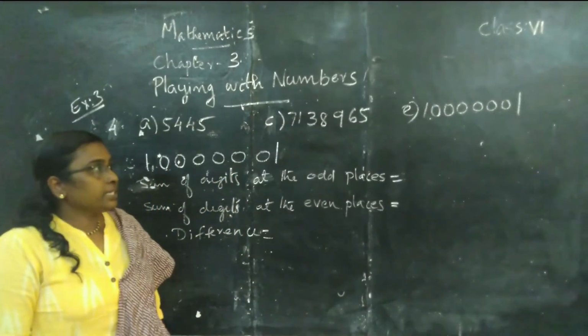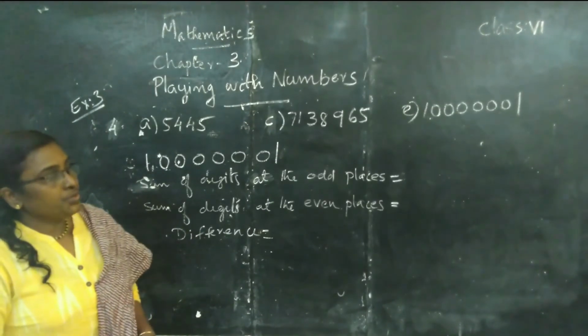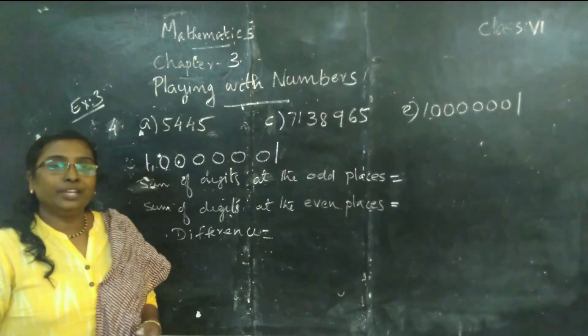If the difference is 0 or a multiple of 11, the given number is divisible by 11. Here the difference is not 0 or a multiple of 11. Therefore, this number is not divisible by 11. Okay. The next number is 1 crore and 1, to check whether this number is divisible by 11 or not.